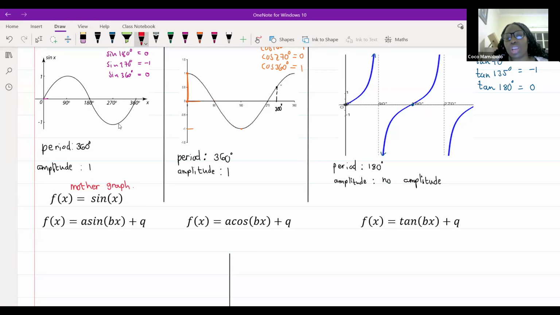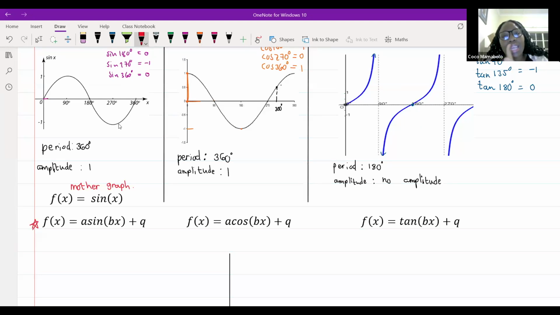Now, I want you guys to look at the difference between the mother graph and the new graph that teacher Coco has given you. What have I added? What have I added? Which letters have I added? I've added an A, I've added a B. What else have I added? A Q, good. I've added an A, a B, and a Q.